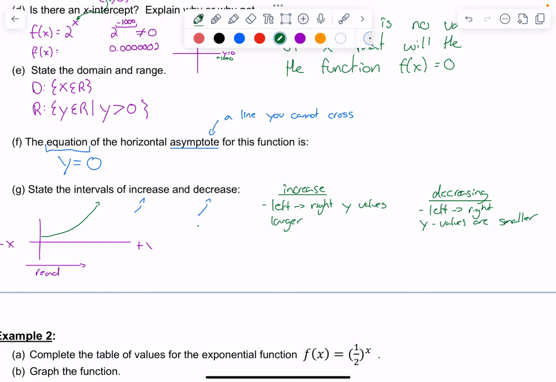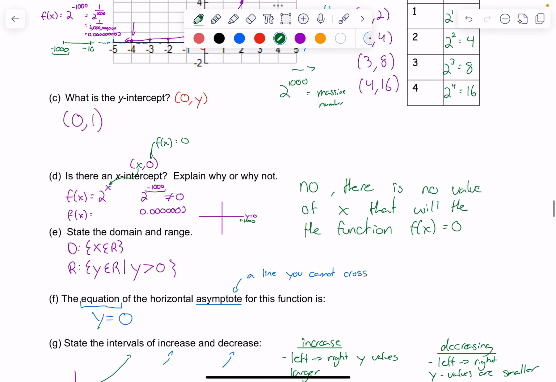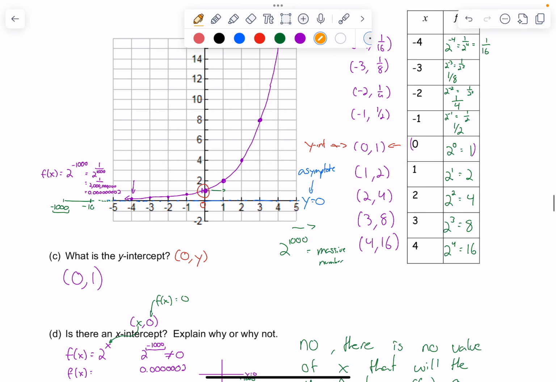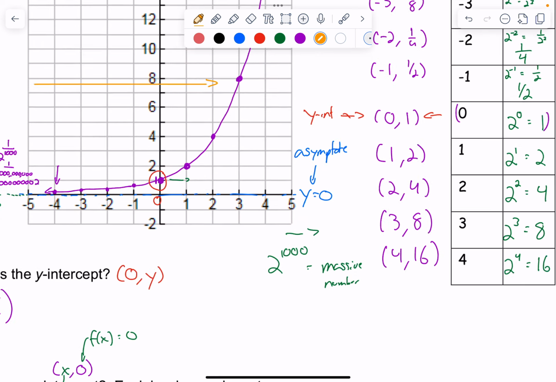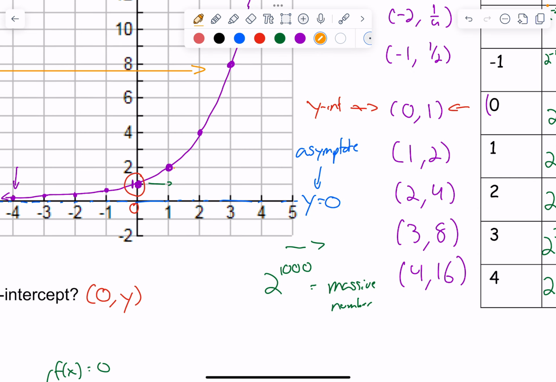So let's look at our graph. If I read my graph left to right like this, okay? That means if I take any point and go to the right of it, did I go up or did I go down? Well, in this case right here, I went up. And same thing, I go left to right, I went up. So this graph is increasing.